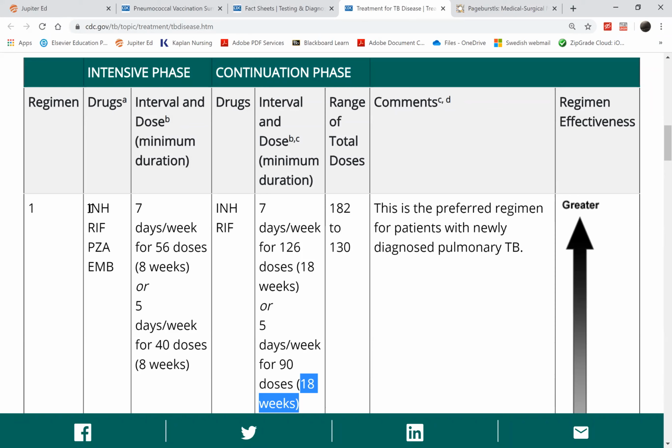Relatively, it's relatively okay, because the 4 drugs will only be taken for 8 weeks, and then after the 8 weeks, you're down to 2.